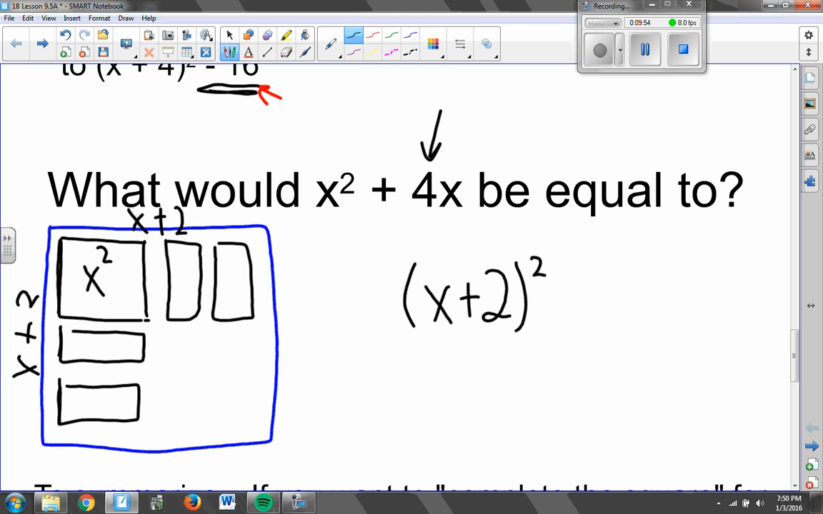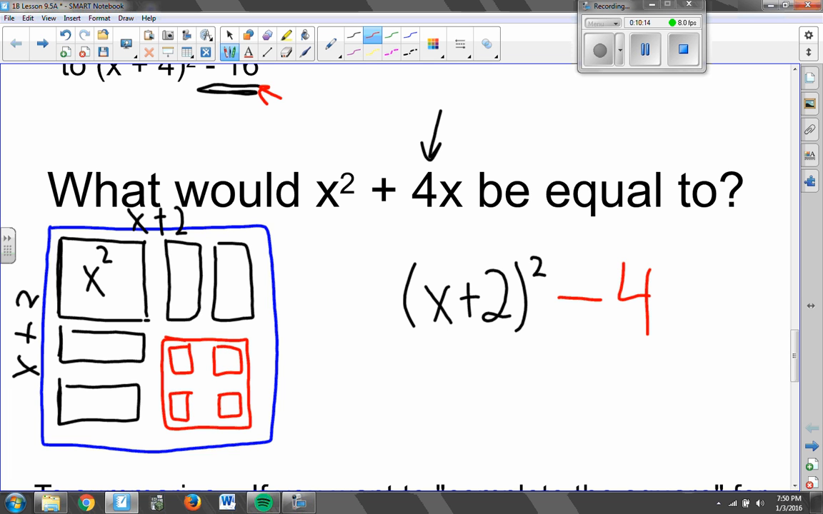But I don't quite have all of that filled in, do I, this blue square? I'm missing something right here. What am I missing there? Well, I'm missing 1 block, 2 blocks, 3 blocks, 4 blocks. I'm missing 4 blocks, so this is a minus 4. Okay, so x squared plus 4x is equal to x plus 2 squared, but minus 4 because we're 4 units short of filling in that square. This process is called completing the square.